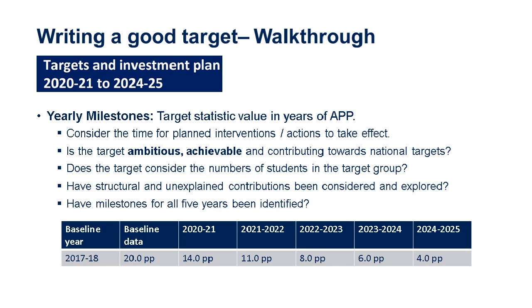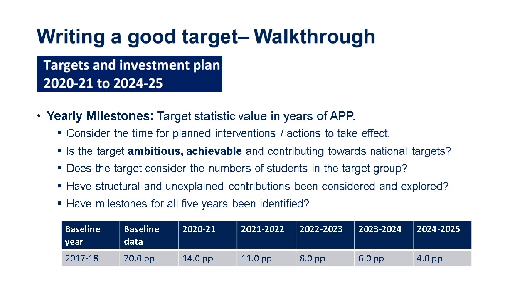And when you come up with these numbers, we want to see things like: if you consider the time for planned interventions or actions to take effect. This is going back to the structural and unexplained gaps that we observe. Is the target ambitious and achievable? And if relevant, is it contributing towards the national targets as set by the OFS KPMs?